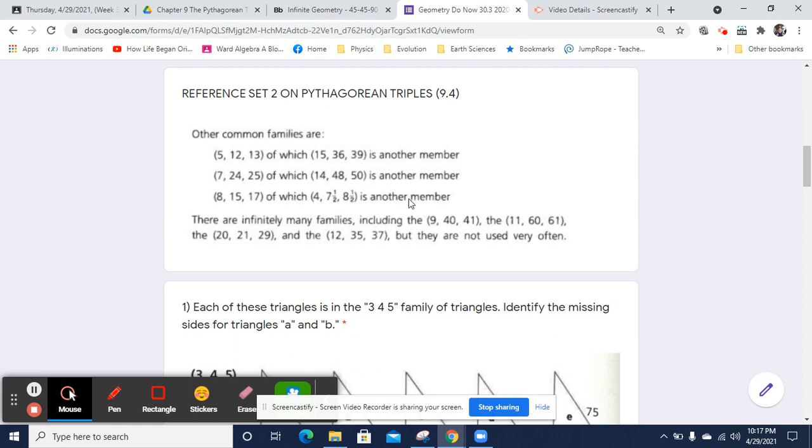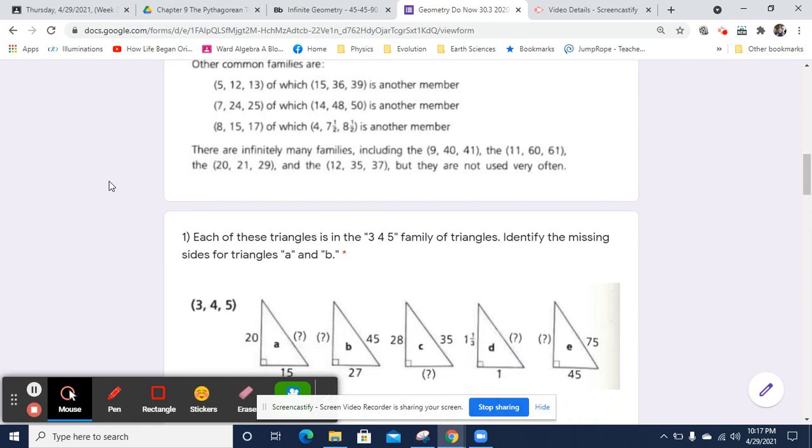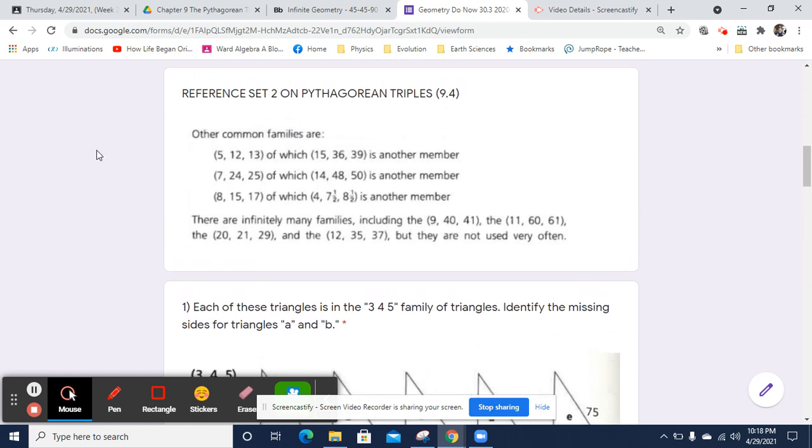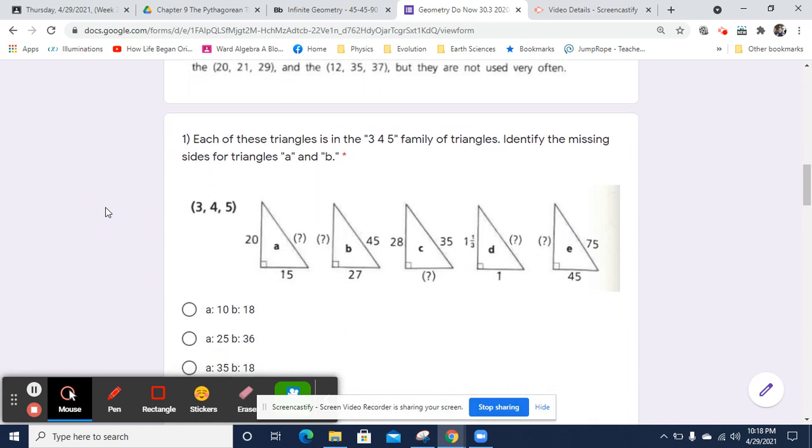But here we go. There are others. There's the 9, 40, 41, the 11, 60, 61, 20, 21, 29, 12, 35, 37. And while it may say they are not used very often, I will let you know that they are on standardized entrance tests for graduate studies and so forth, in the quantitative reasoning world. There's math tests that you will take to get into universities and get grants that are going to be filled with these. So if you know them, they will give you some nice shortcuts. And they're very interesting to consider.